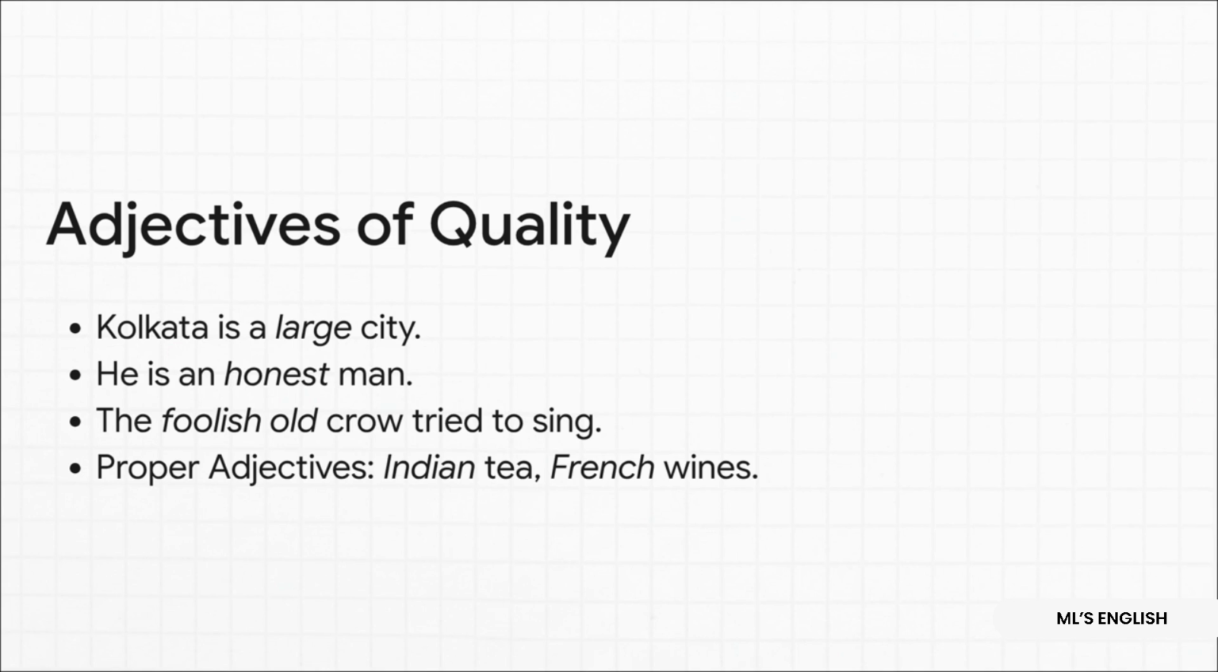And there's a neat little subcategory here called proper adjectives. These are just adjectives made from names, like Indian tea or French wines. But they all do the same thing. They tell us what kind.